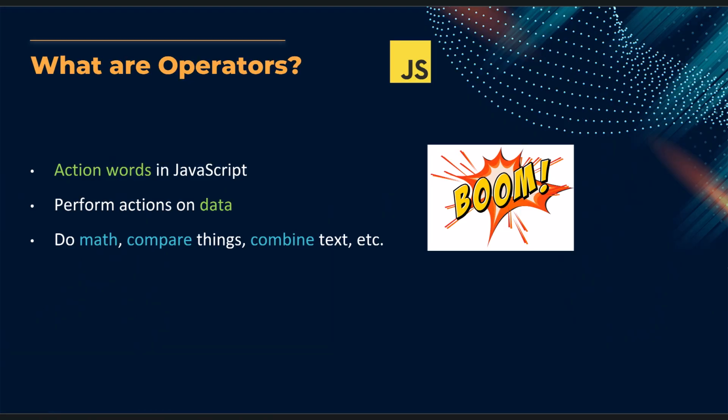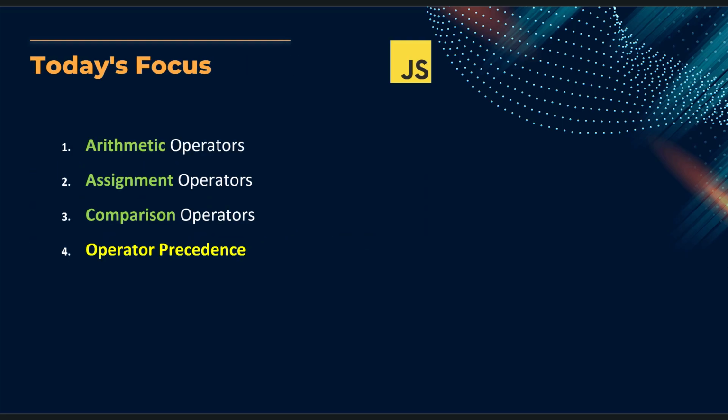So, what exactly is an operator? Think of operators as action words in JavaScript. They let us perform actions on our data, like numbers, strings, and more. We can use them to do math, compare things, and even combine pieces of text. JavaScript has many types of operators, but today we'll focus on the most common ones: arithmetic, assignment, and comparison operators. And then we'll unravel the mystery of operator precedence.